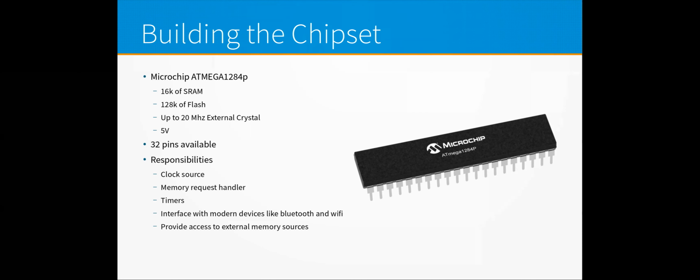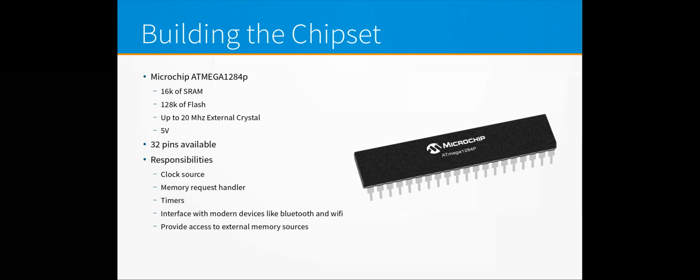So I have an ATmega1284P that has 16K of SRAM and 128K of flash. I can run it at up to 20 megahertz, and it operates at 5 volts. I have 32 input and output pins I can use from this microcontroller to do things. It will be responsible for providing the CPU a clock source, handling all the memory requests, and timers, if for some reason I want it, the chip provides it. And I can interface with modern devices like Bluetooth and Wi-Fi through it, and provide access to external memory sources. So this would be the ultimate controller, and it's really cool.